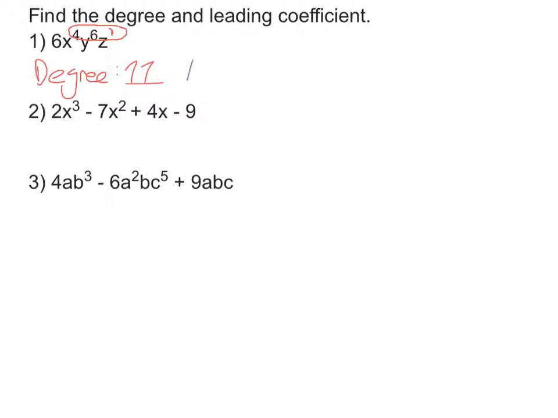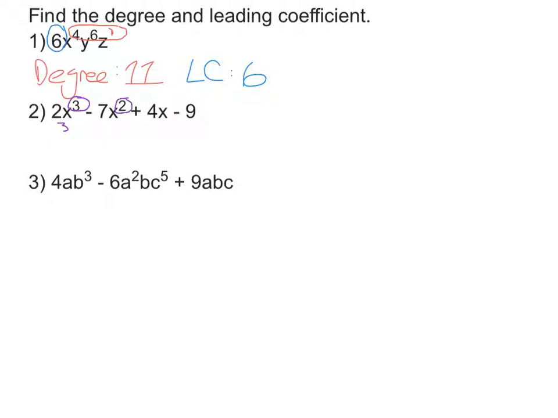The leading coefficient then, well, it's a monomial, so it's the only coefficient we have. It's the number sitting out front. It is the 6. In number 2, we have a longer polynomial. It has 4 terms, and if we look at each individual monomial, that should help us determine the degree for this polynomial. So my first term has a degree just of 3.